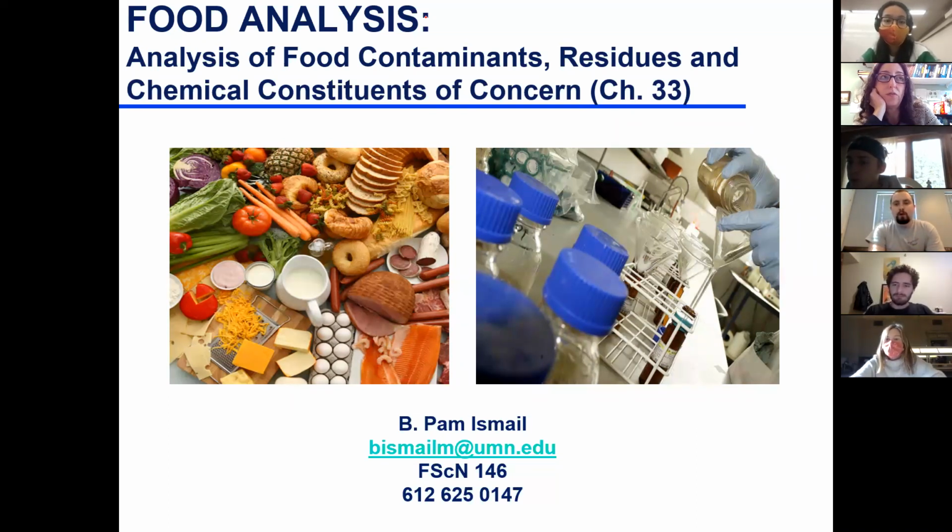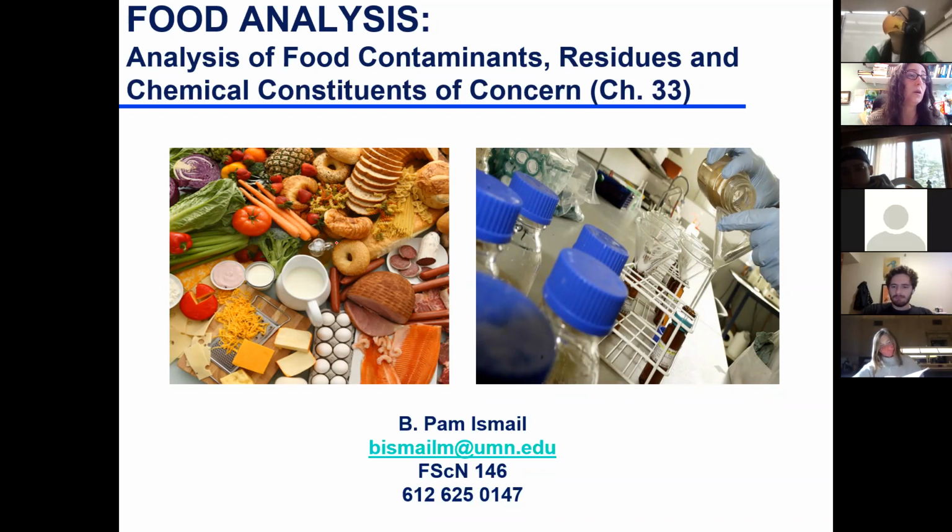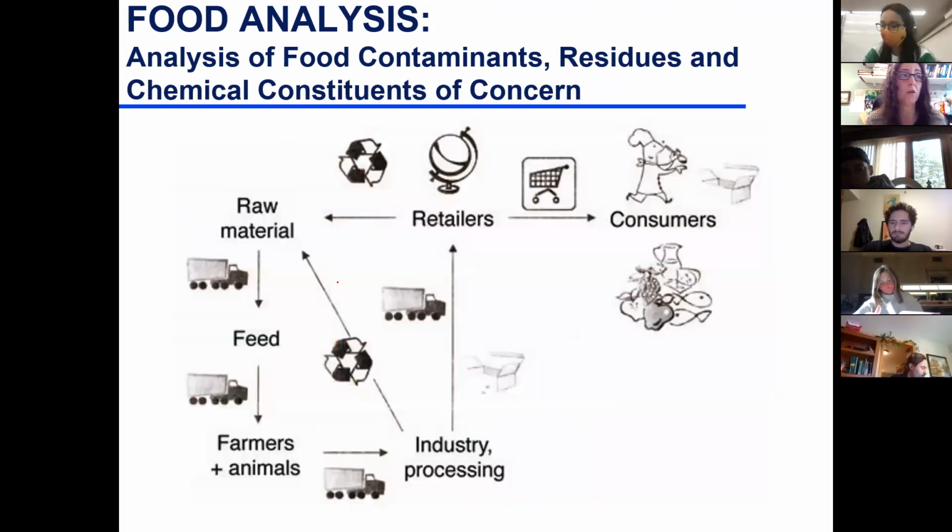All right, so we're finishing up a couple of last topics here. So today I'm going to talk about food contaminants, residues, and chemical constituents of concern. All right, so let's look here at this figure, which kind of summarizes a little bit the route of food. So you have the farm animals, crops, you have transport, you have storage, then you have processing, transport again, perhaps storage, until it reaches the final consumers.